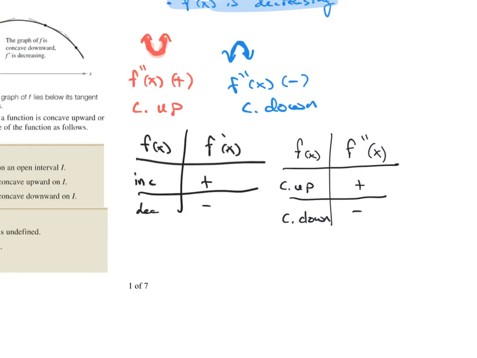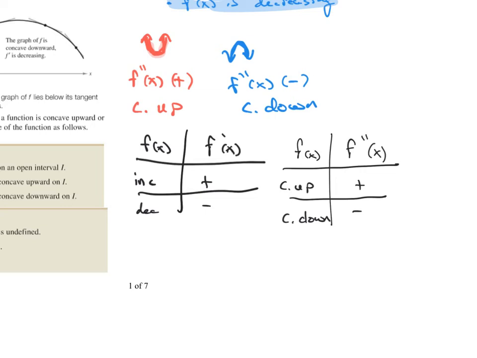Okay, so here I've created the charts for you. So we have what's the relationship between a derivative and a function. The derivative positive means increasing. The derivative negative means decreasing. Again, the derivative tells us when a function is increasing or decreasing. The second derivative of a function, when it's positive, tells me my original function is concave up. And when the second derivative is negative, it tells me the original function is concave down.